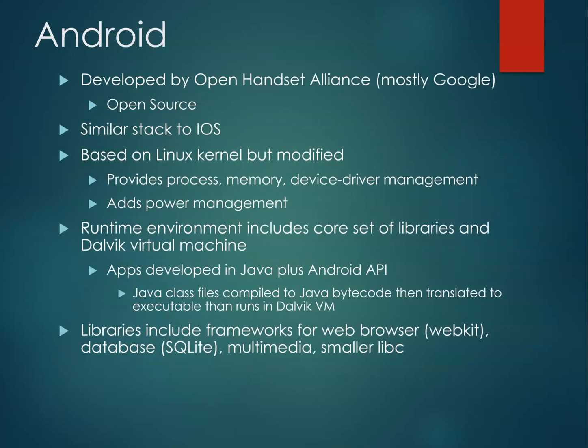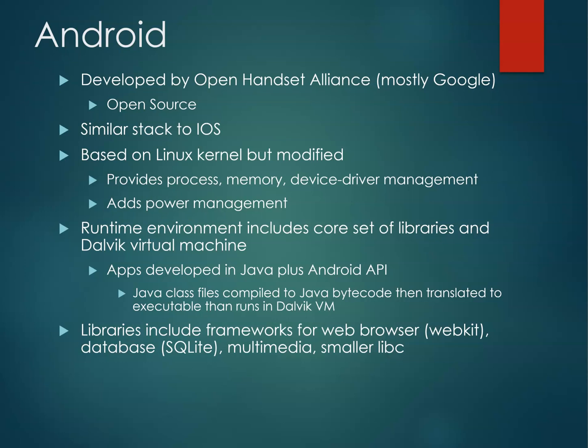Android is another one, and it's developed by the Open Handset Alliance, which is mostly Google. It's open source. It has a somewhat similar stack to iOS, and it's based on Linux, but modified. It adds power management to the basic kernel. Runtime environment includes core sets of libraries and the Dalvik virtual machine. And apps are typically developed in Java plus an Android API, although these days you can develop in C#, all sorts of other languages. Java class files are compiled into Java bytecode, then translated.